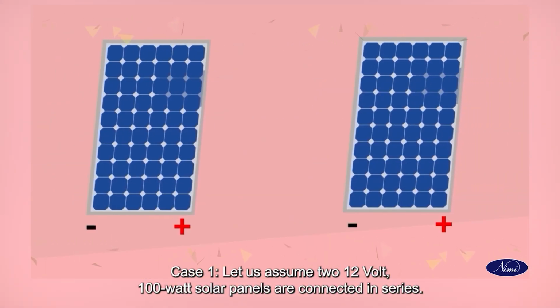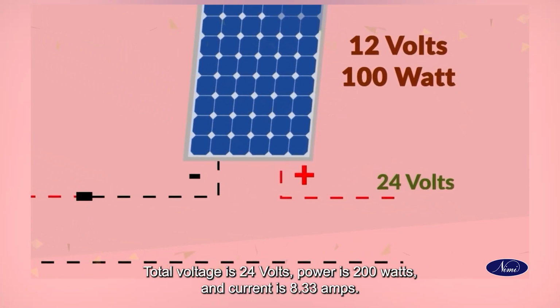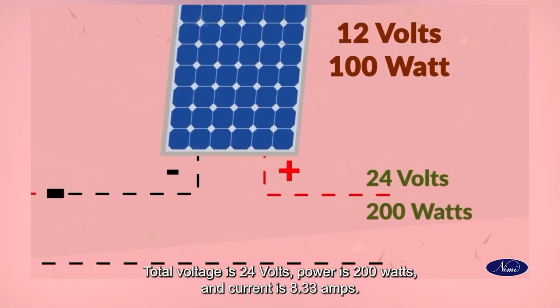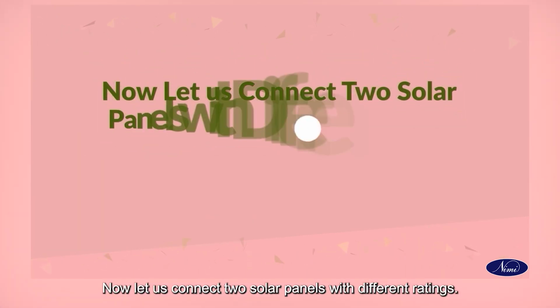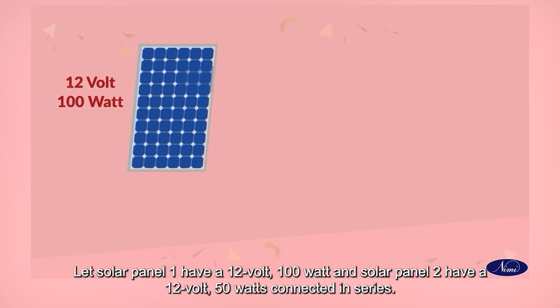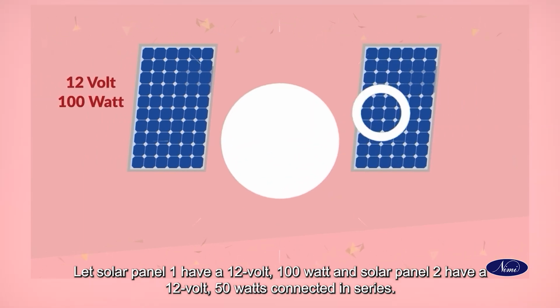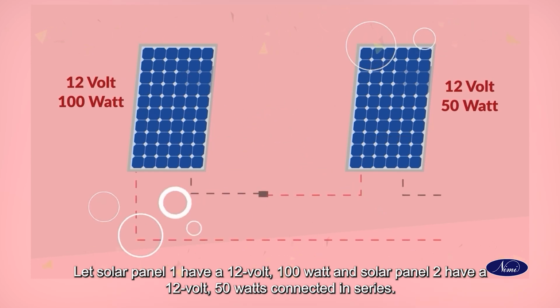Let us assume two 12-volt 100-watt solar panels are connected in series. Total voltage is 24 volts, power is 200 watts and current is 8.33 amps. Now let us connect two solar panels with different ratings. Let solar panel 1 have 12-volt 100-watt and solar panel 2 have 12-volt 50 watts connected in series.